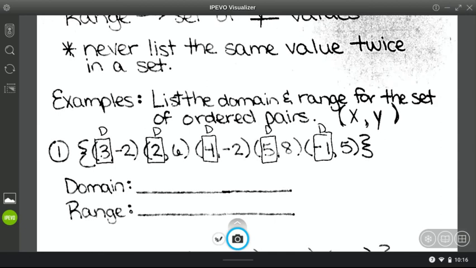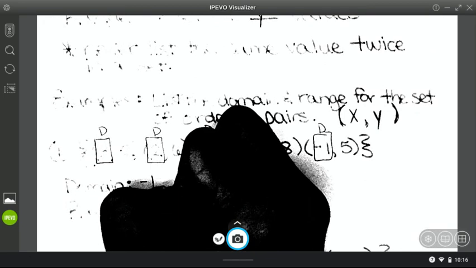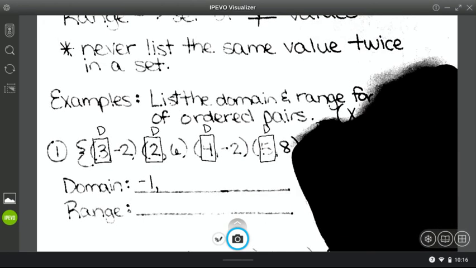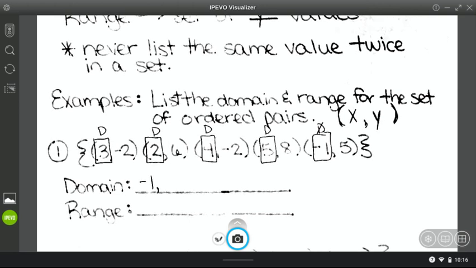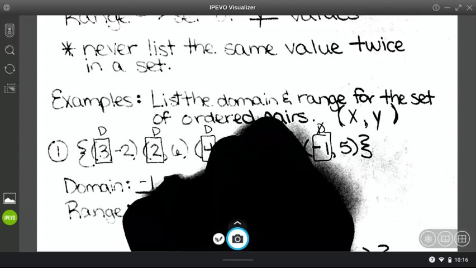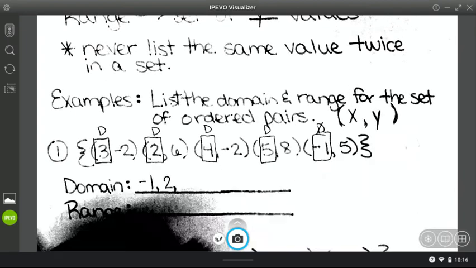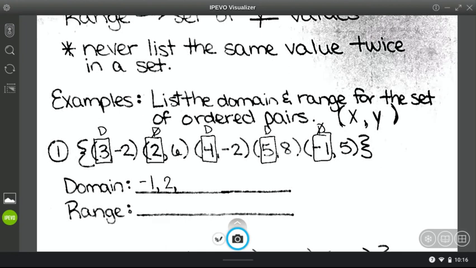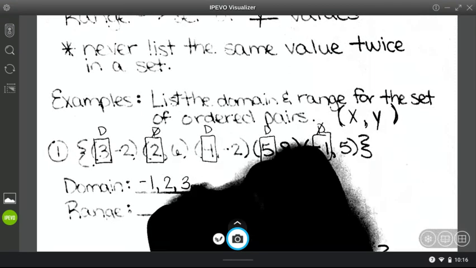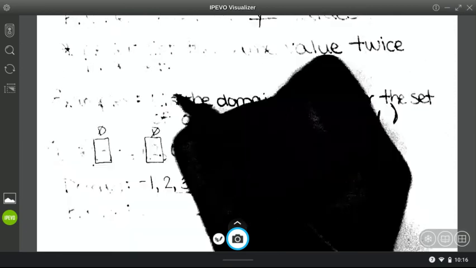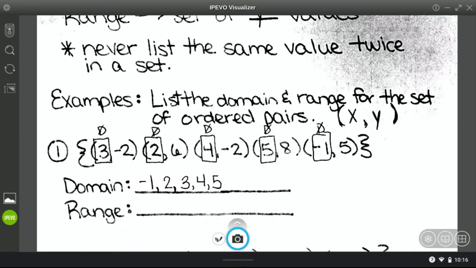So out of all of these, what one's the smallest number? -1. So that took care of this one. And then what's the next smallest number? 2. And then what do we got left? 3, 4, 5. All right, so that's our domain. That took care of everything.